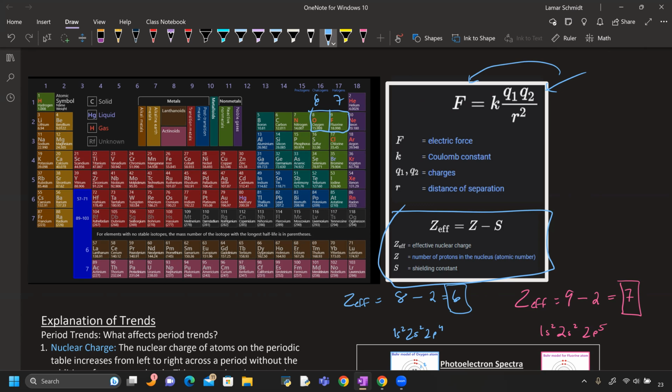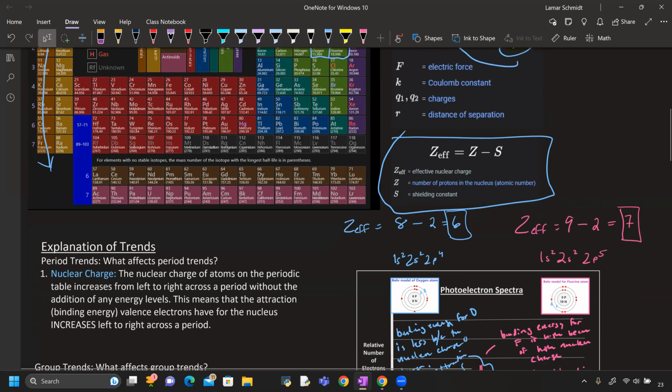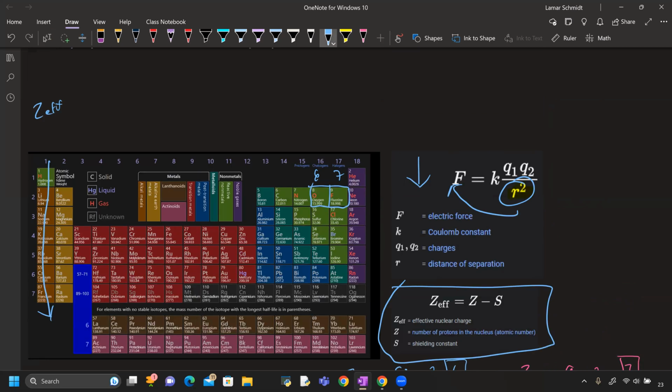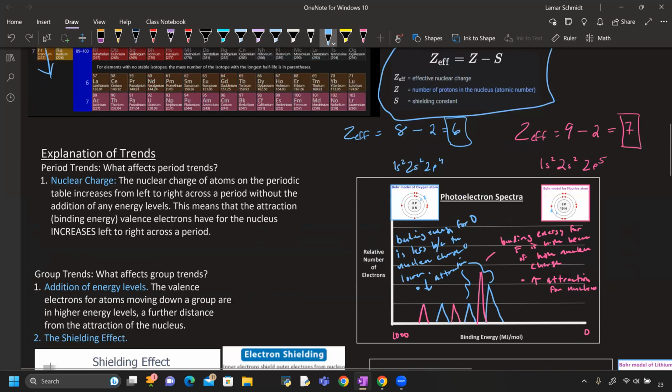Here we're looking at group trends. We're looking at this component right here. We're looking at radius, because as we move down the group, we're increasing the number of energy levels, and so those valence electrons are further from the nucleus. And if they're further from the nucleus, the force of attraction will decrease. So for nuclear charge, we have more protons and neutrons, we're affecting the numerator here. That increases the force of attraction. For adding energy levels, we're increasing the radius, which decreases the force of attraction. So very important to note and understand what's causing those things to happen.